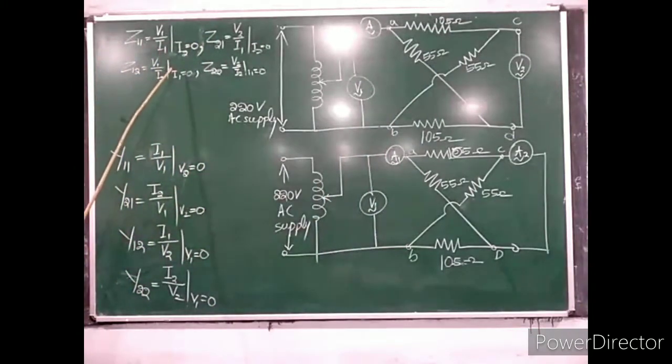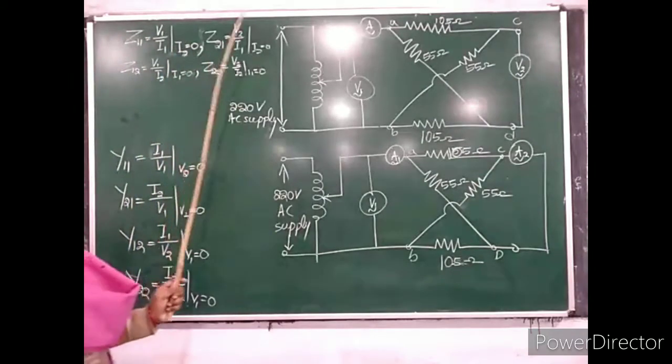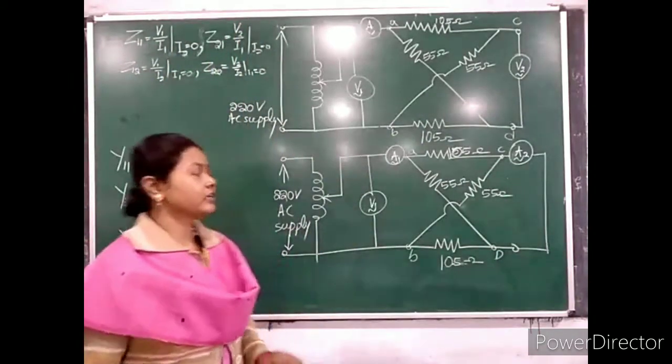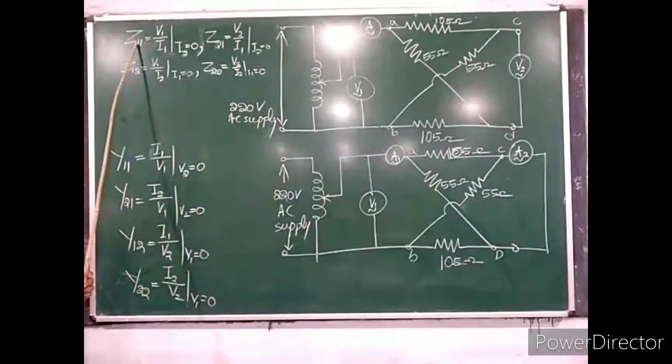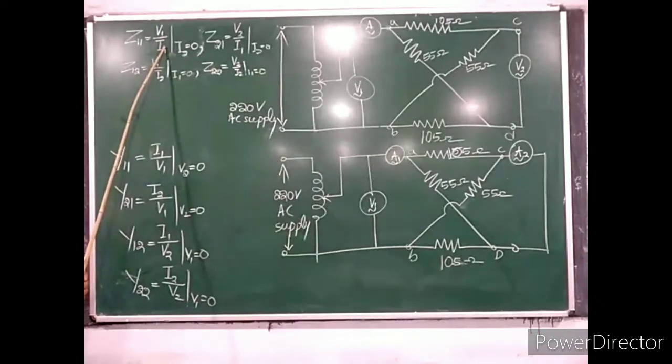Now when you open circuit the input port, it means I1 is 0. At that time you get the Z parameters Z12 and Z22. Z12 is V1 by I2, Z22 is V2 by I2. As you know, Z, the impedance, is the ratio between voltage and current. Z11 comprises the input voltage and current. It is the ratio of input voltage to input current, hence it is called the input driving point impedance.